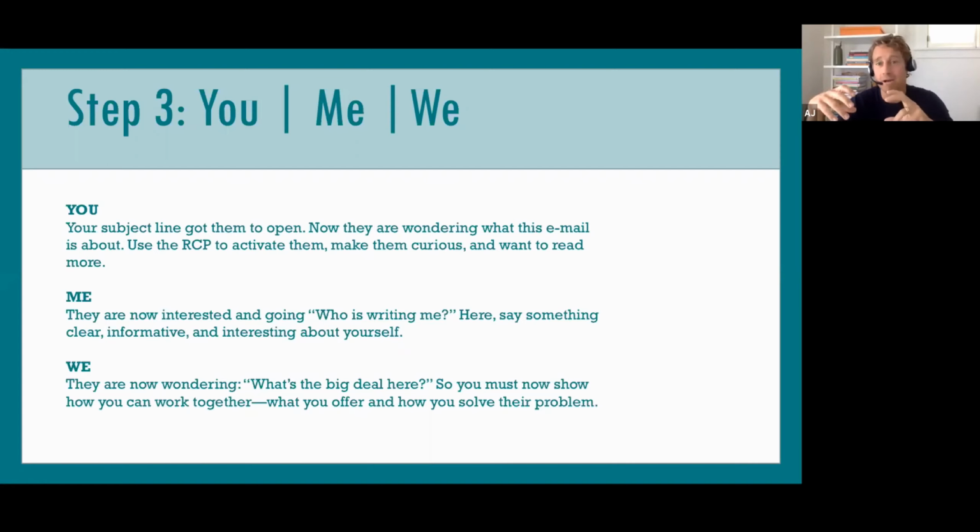So the second paragraph is me. They're now going to wonder, who is this person? And you have to write about this in a way that's interesting to them. So you want to say, I do this and here's what I'm interested in, or here's how I work, whatever it may be. And I'm going to give you some examples in a second.